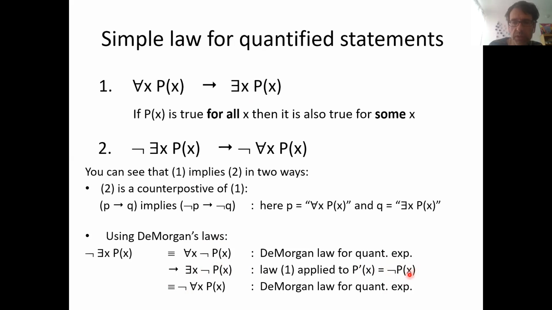Applied to this predicate, not P(x). And now I can use the De Morgan, because there exists x such that P(x) fails is the same as to say that it is not true that P(x) is satisfied everywhere. Okay.